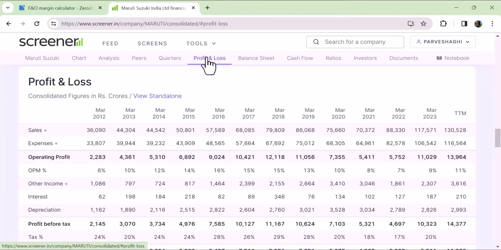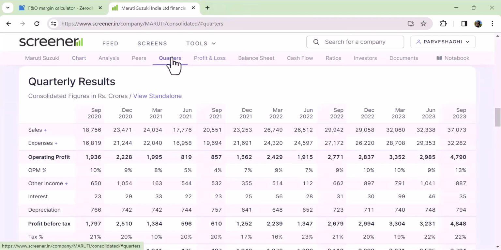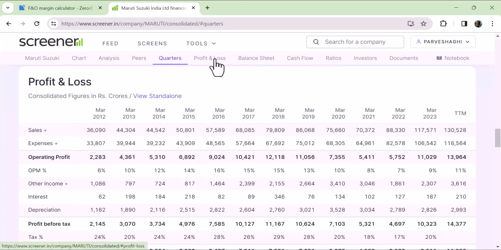Look at the quarters, or look at the profit and loss account. The TTM, which is the trailing 12 months, means the second 6 months and the earlier first 6 months, the last 12-month number. Look at the sales, how it is going: 70,000 to 88,000, 88,000 to 1,17,000, then 1,30,000.